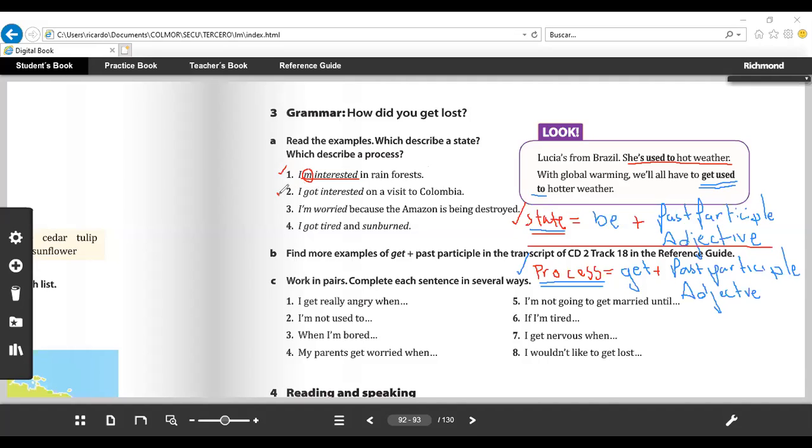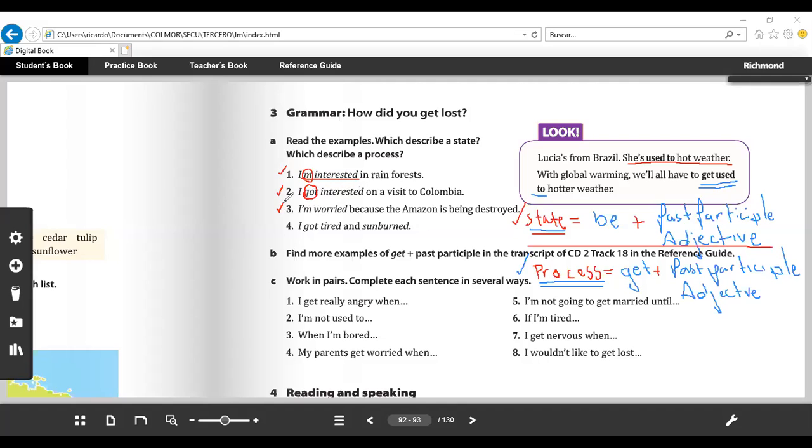Okay, I'm interested in rainforest. Now let's take a look at number two, and it says, I got interested on a visit to Colombia. As you can see here, we have the word got, and this is a process, because previously this person wasn't interested in visiting Colombia, but now is in the process. Probably this person was watching some brochures, information on TV, and got interested. So this is a process.